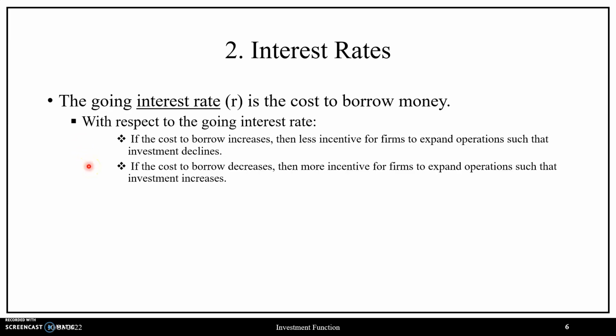Furthermore, if the cost to borrow decreases, then there will be more incentive for firms to expand their operations, such that we would expect interest-dependent investment to increase, where with an increase in interest-dependent investment, we would expect investment to overall increase as well. So then what we have is that investment is negatively related to the going interest rate.